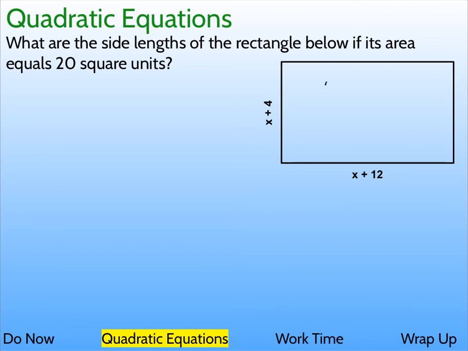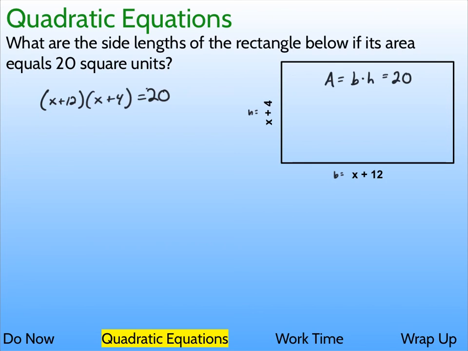So for this question, we want to find the side lengths of the rectangle if the area equals 20 units. So don't forget, it's a rectangle, so the area is just the base times the height, and in our case, it's going to be 20 square units. You can name either one of these the base and the height. I'll call this the base, I'll call this the height, and we want to multiply them. So we're going to end up with x plus 12 times x plus 4, and this should all equal 20.